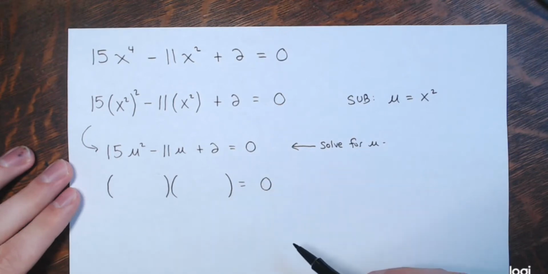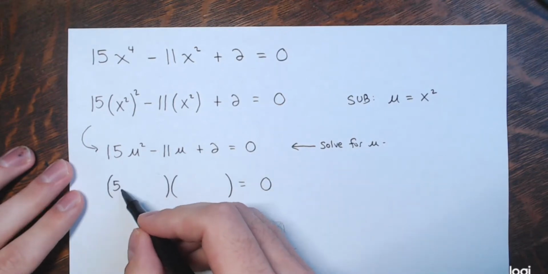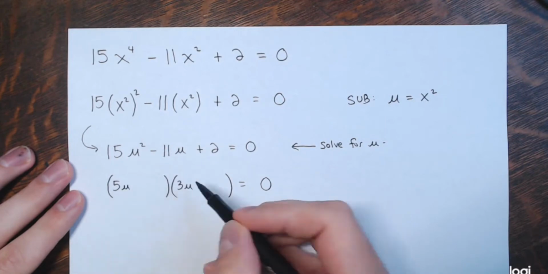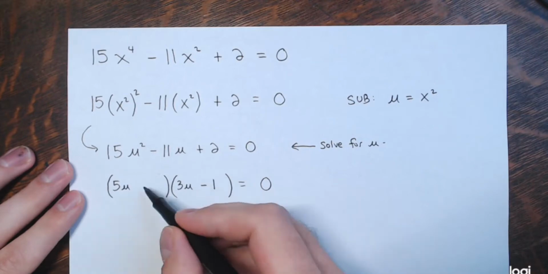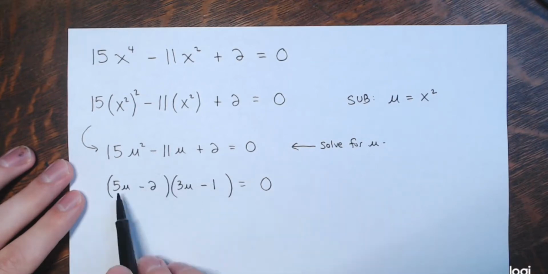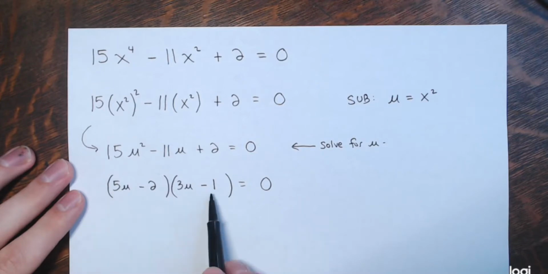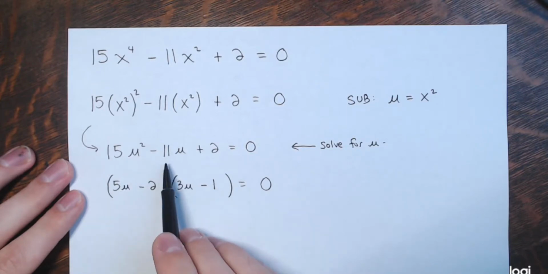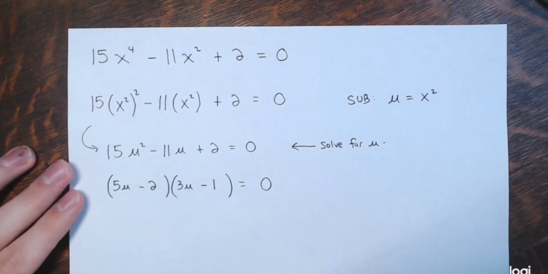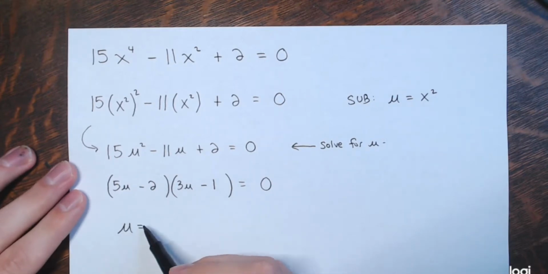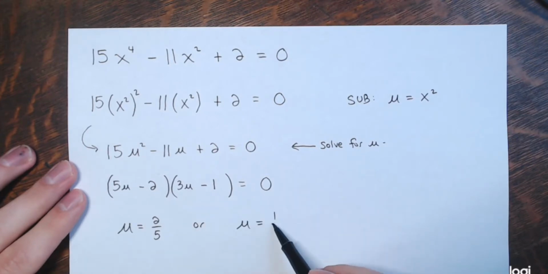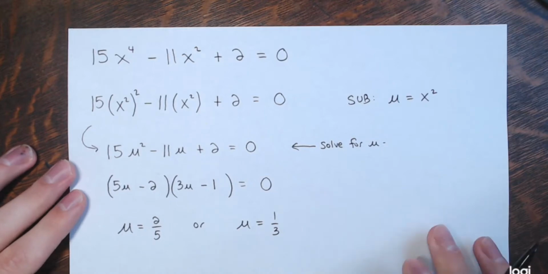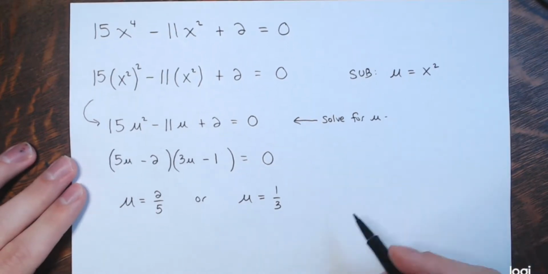All right, so I would need a 5u and a 3u, and then minus 1 here, minus 2 there. There's your 15u squared, minus 5u, minus 6u for the minus 11u, and then plus 2. All right, so u is either 2/5 or 1/3. 2/5 or 1/3. But then we sub back.